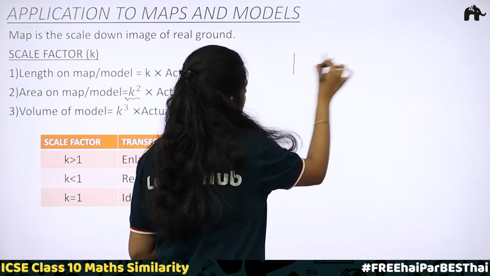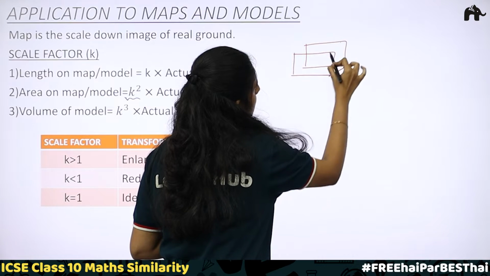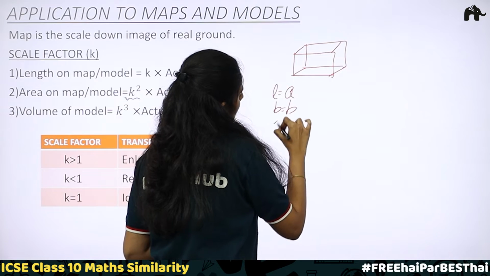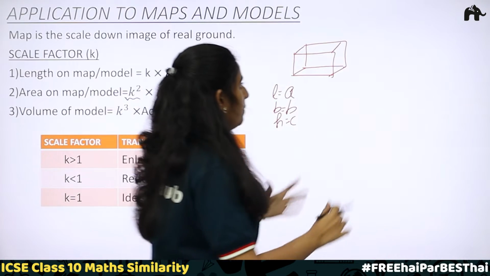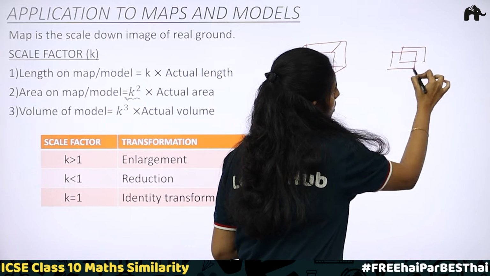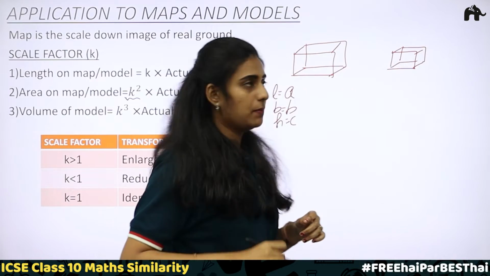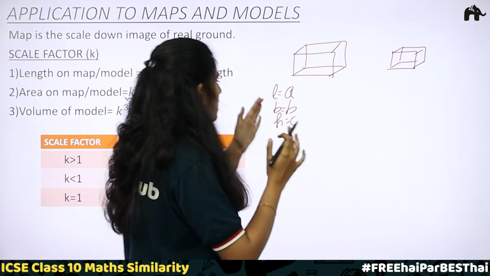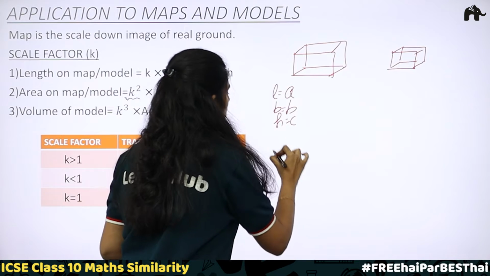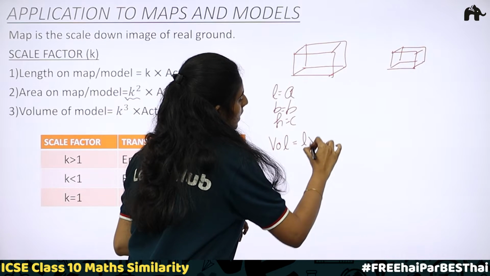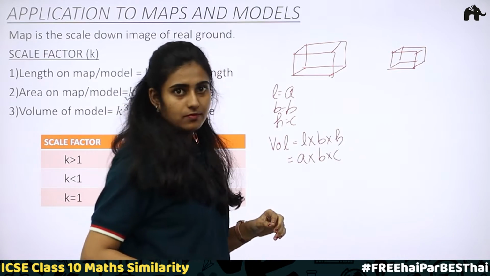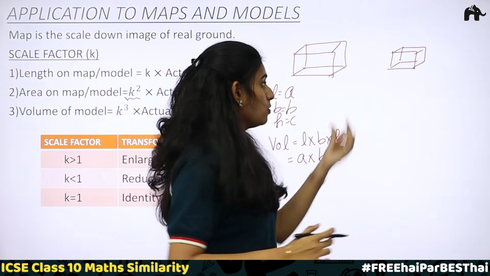Here, let us consider a cuboid. This is a cuboid. A is its length, breadth is B, and height is equal to C. Now what happens? I am going to reduce this to a smaller cuboid in order to put it on a notebook or a paper. Length is reduced, breadth is reduced, and height is reduced. Here what is the volume for the actual cuboid? Volume of cuboid we know is equal to length into breadth into height. Here A into B into C. Here for the smaller cuboid or the reduced cuboid, volume.